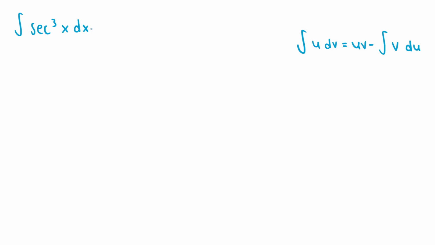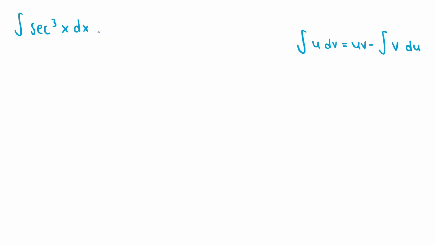So let's do the integral of secant cubed of x. There's actually a reduction formula for integrals in the form secant to the n of x, but I'm not going to use it, and I'm just going to show you how you can do this specific integral using integration by parts. So here's how we do it.